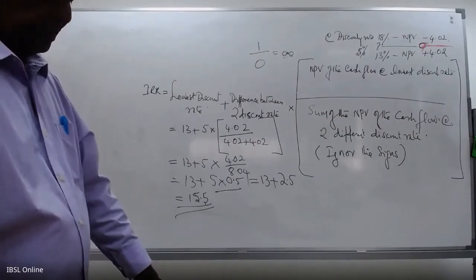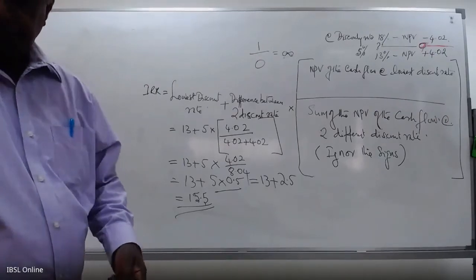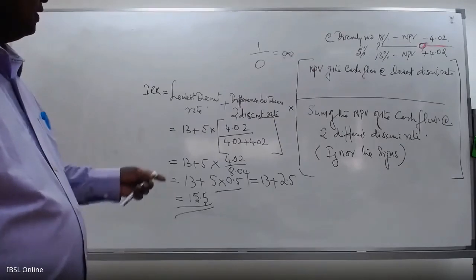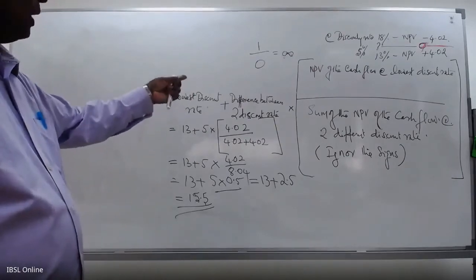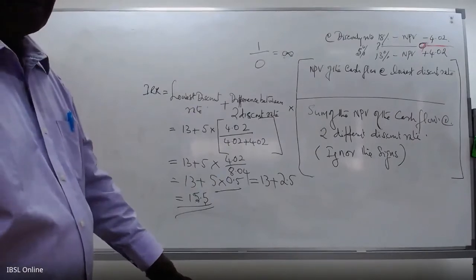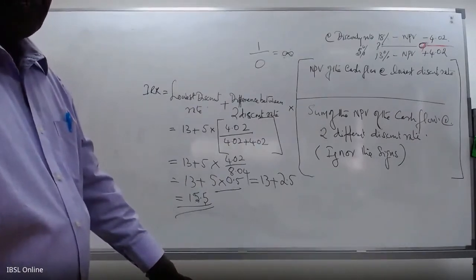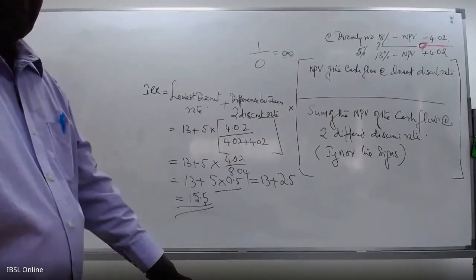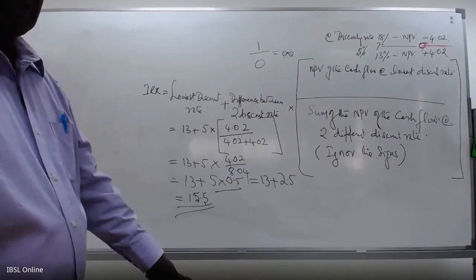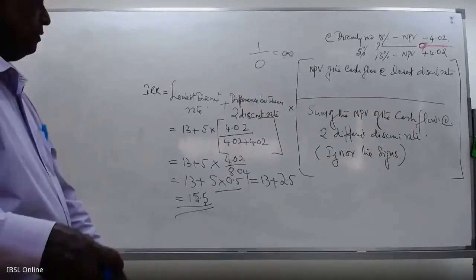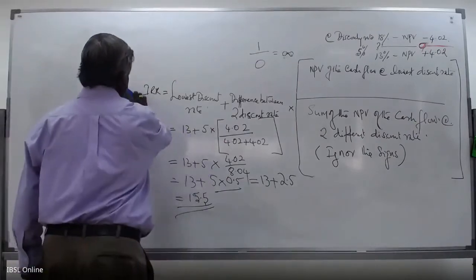Right. So here, to calculate the IRR, you need two different discount rates and two different NPVs. You need two different discount rates. You need two different relevant NPVs minimum.